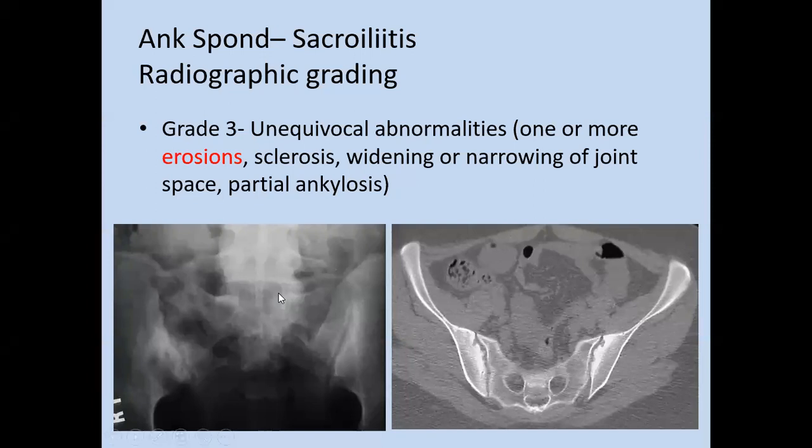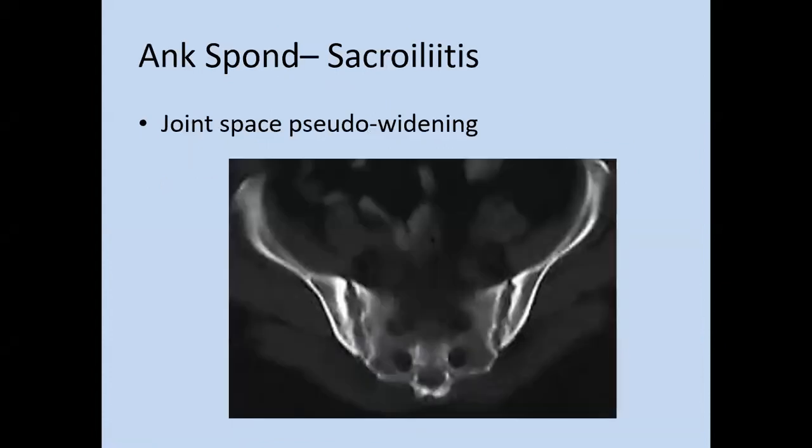So this is grade 3, when the features are unequivocal. There are erosions on both sides, on the iliac side of the sacroiliac joints, and there is subchondral sclerosis. You see that both on radiographs and on CT. So this is a grade 3 sacroiliitis. And sometimes we see what we call pseudo widening.